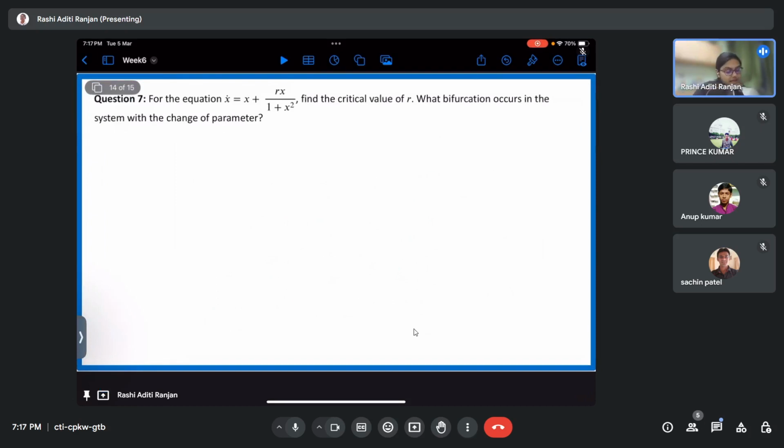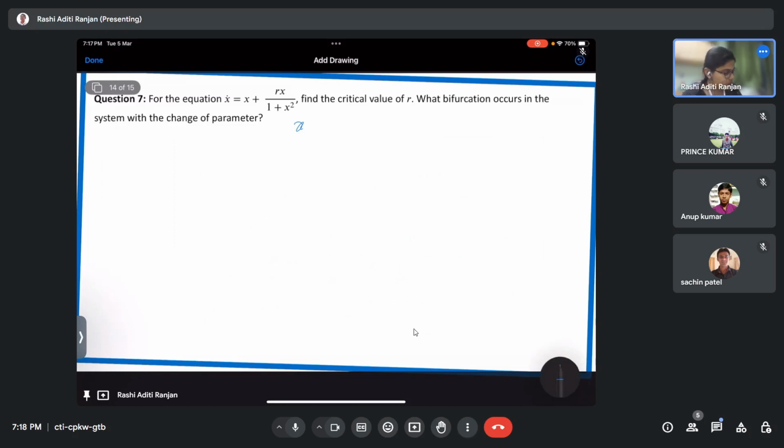Okay. So now I have this equation. First, I have to find the critical value of R and what bifurcation occurs in the system with the change of parameter. Now this is a different system from whatever we have discussed up till now. It is a different case. So now we'll try to find how we are going to deal with this system.